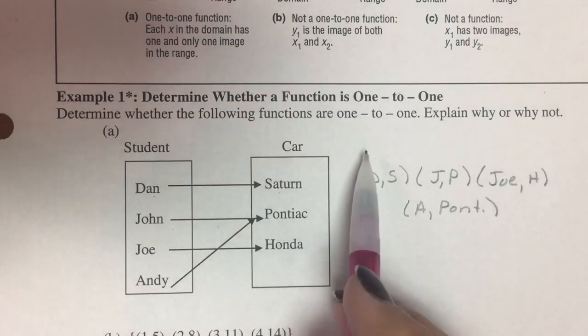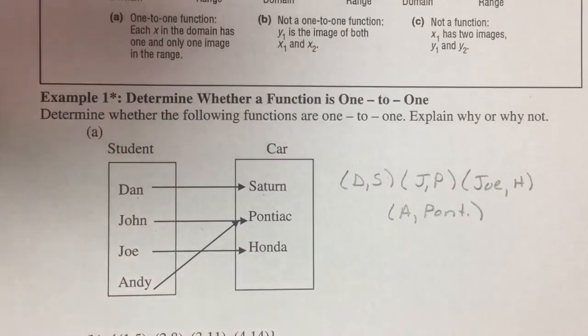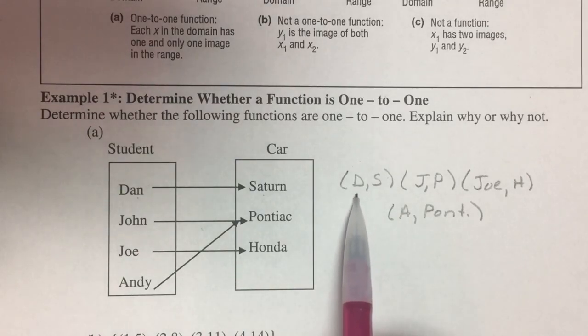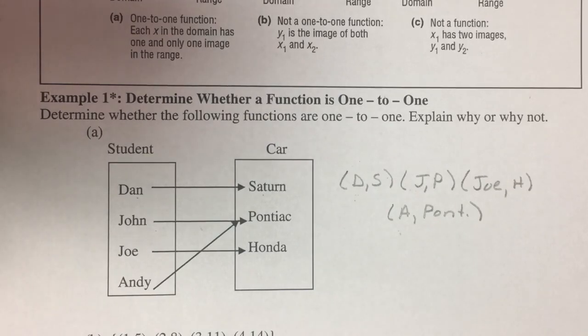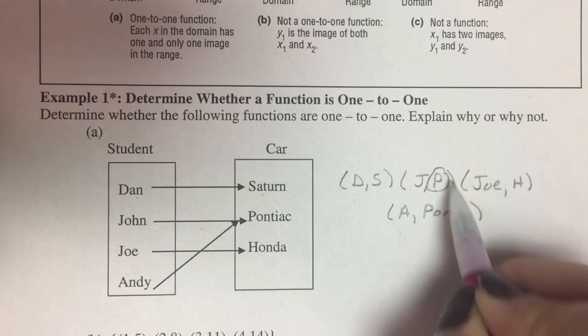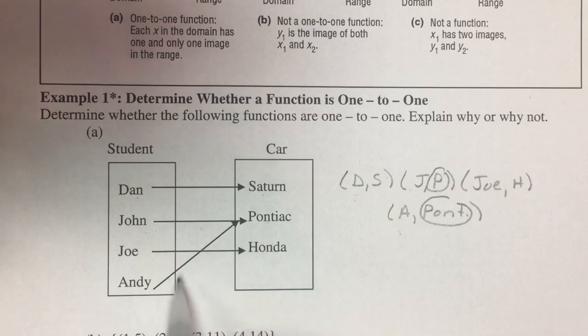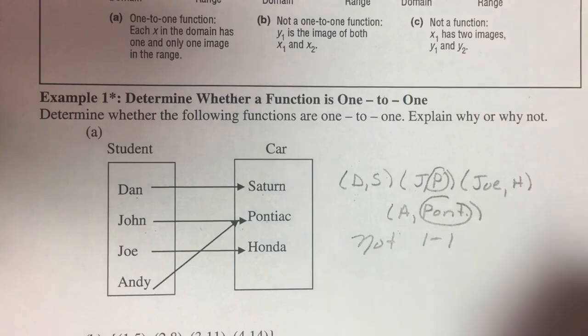So it says determine whether they are one-to-one. So here's another way to think of one-to-one. Remember, if none of the x's repeat, it means it's a function. So if you look at this, you've got Dan, John, Joe, and Andy. Do any of the x's repeat? No, none of the x's repeat. So it's a function. If it is a one-to-one function, it means none of the y's repeat. Well, that is not true here because if you notice, this y repeats. Not only does John get matched with Pontiac, but Andy gets matched with Pontiac. So that means that this is not one-to-one.